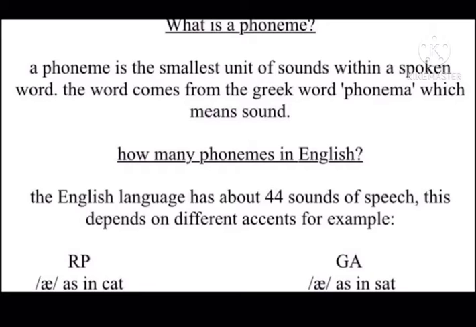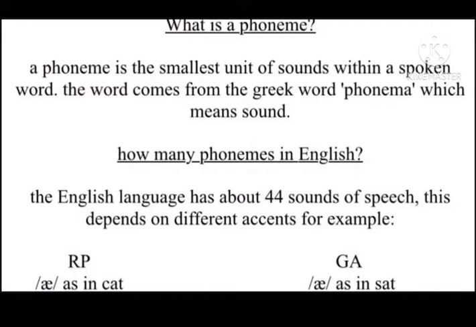Today I'm going to talk about allophones of vowel phonemes. What is a phoneme? A phoneme is the smallest unit of sounds within a spoken word. The word comes from the Greek word phonema, which means sound.